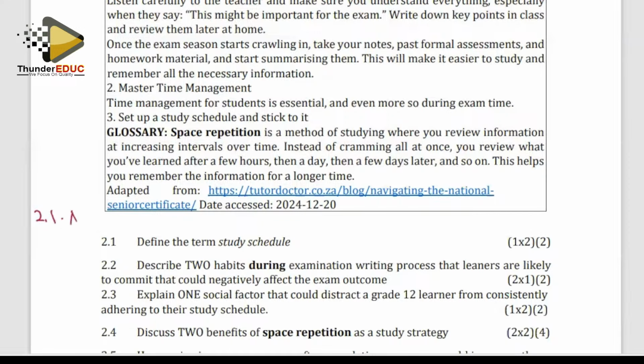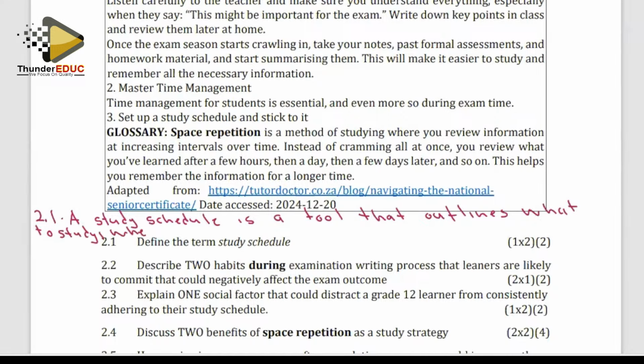2.1. A study schedule is a tool that outlines what to study, when to study. It is a tool which actually outlines what a learner has to study and when they have to study for that particular subject. And it also makes it easier, thereby making it easier to prioritize tasks.